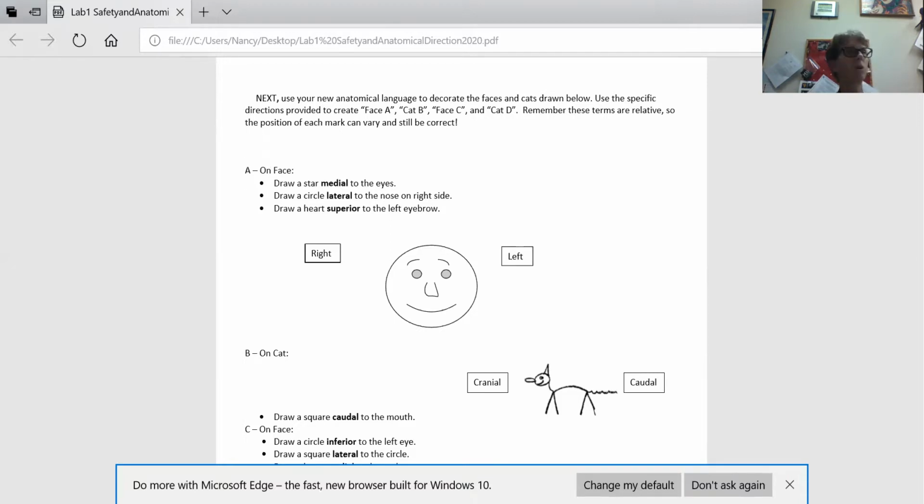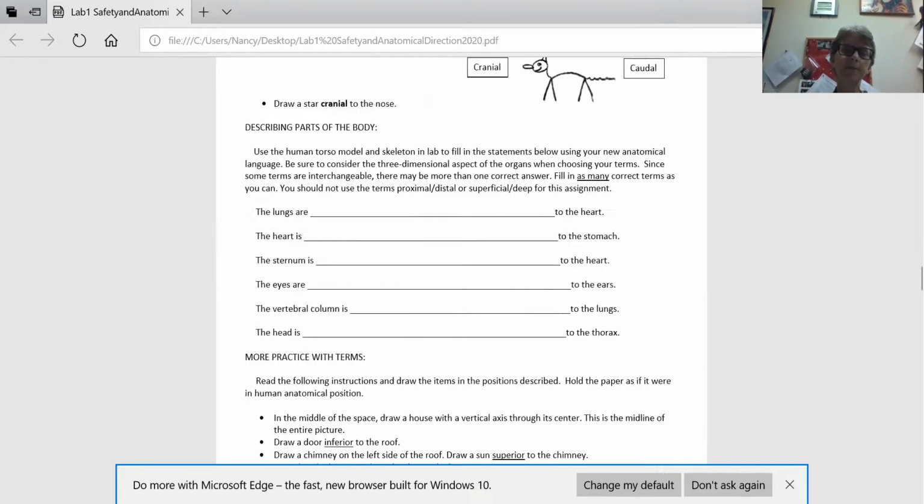Or the next one is a circle lateral to your nose on the right side. Lateral means away from the midline. So you would draw a circle between your nose and your ear on the right side. So you just need to go through and draw those little pictures there.